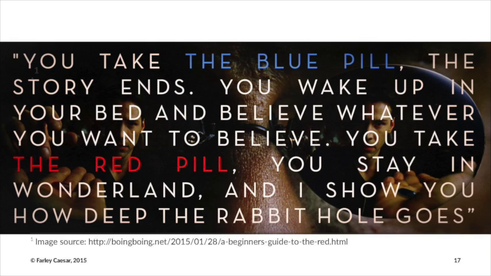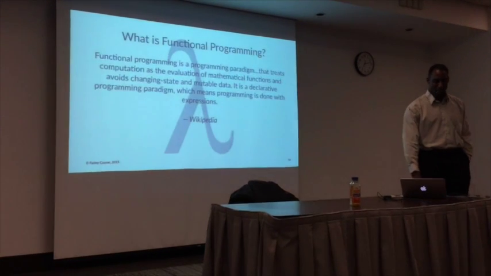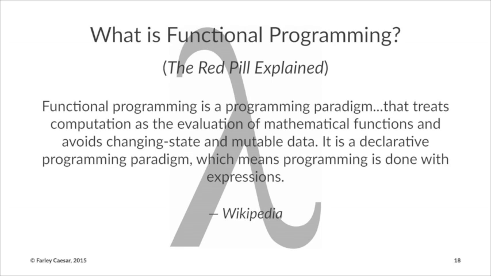I've talked a lot about how awesome this stuff is, but what really is it, right? And when you want to know what something is, where do you go? Wikipedia, fountain of all knowledge. So Wikipedia: functional programming is a programming paradigm that treats computation as the evaluation of mathematical functions and avoids changing state and mutable data.